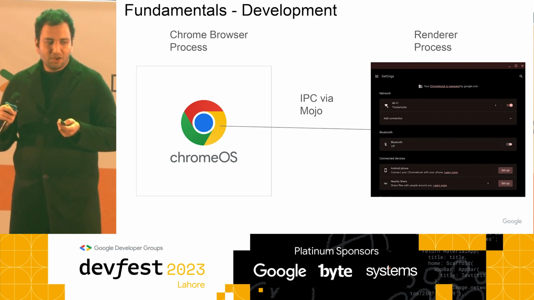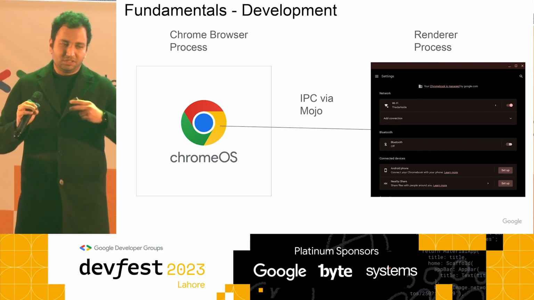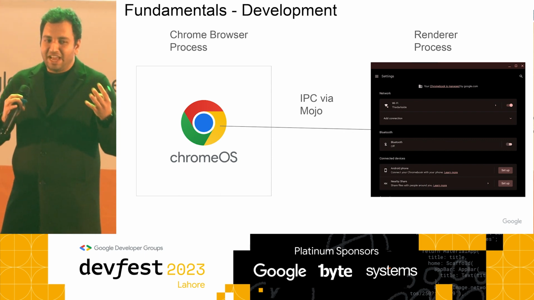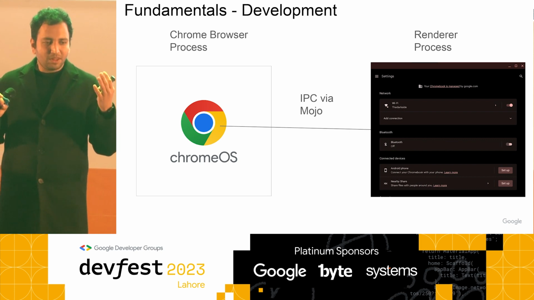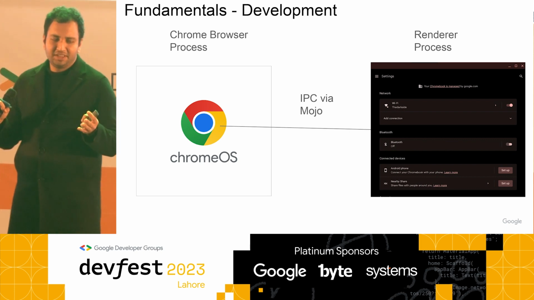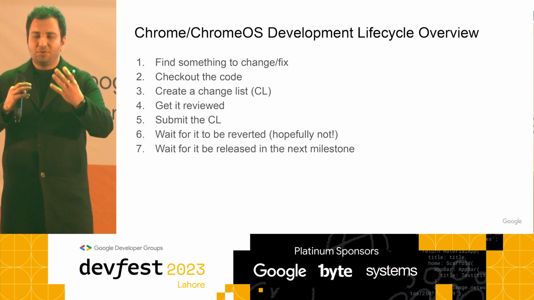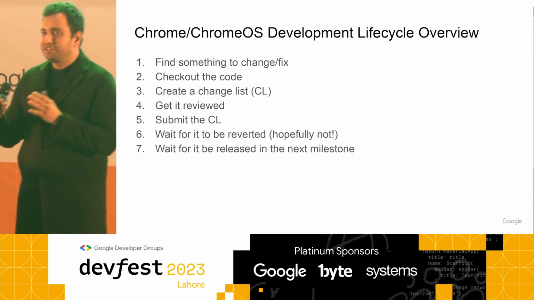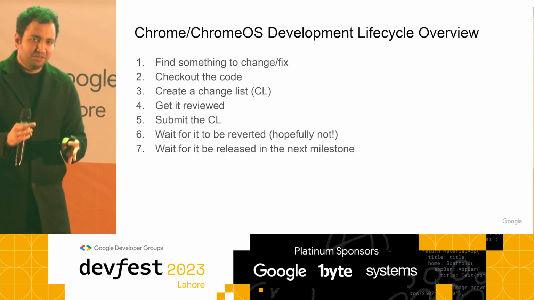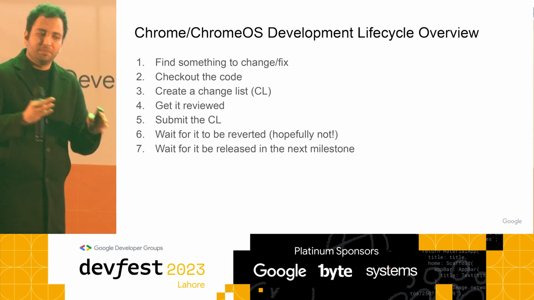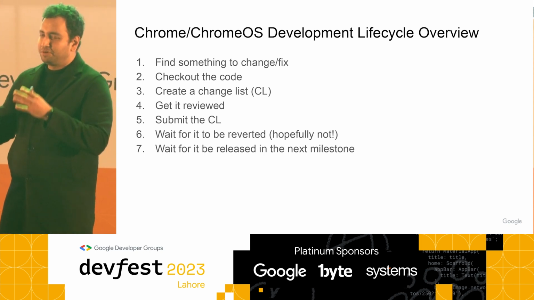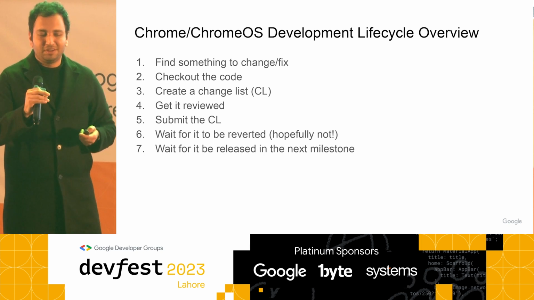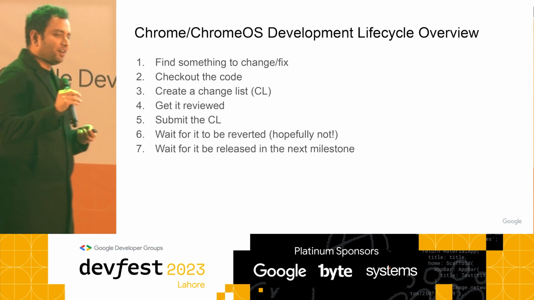Right, now, this was a very brief overview. If you want to know about the life cycle of Chrome or Chrome OS development, what do you do? First things first, I have a checklist. It's very easy. You find something to fix, you fix it, you raise a patch, you get it reviewed, you submit the CL, and you wait for it to land, right? Let's go through these one by one.